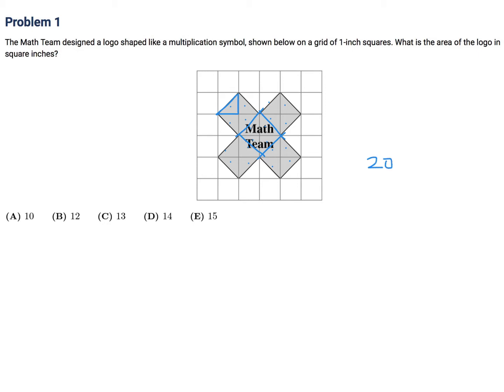Now each triangle, the area, is 1/2 base times height. Now the base is from here to here, which is 1. And the height is from here to here, which is also 1. So that's basically how you'd calculate the area. So this looks like 10. And that's all there is to this. So that would be answer choice A.